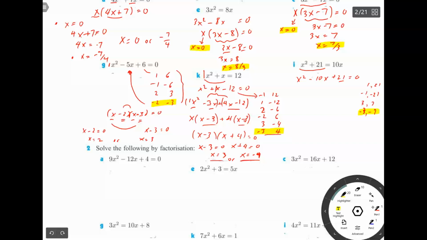It's this one. So now what we're going to do is replace the negative 10x with negative 3x and negative 7x. So we'll do x squared minus 3x minus 7x plus 21 equals 0. Now we're going to divide this up into two binomials added together, and we're going to factor out the greatest common factor out of each. The greatest common factor of x squared minus 3x is x. So I'm going to factor out x, and I get x times x minus 3.